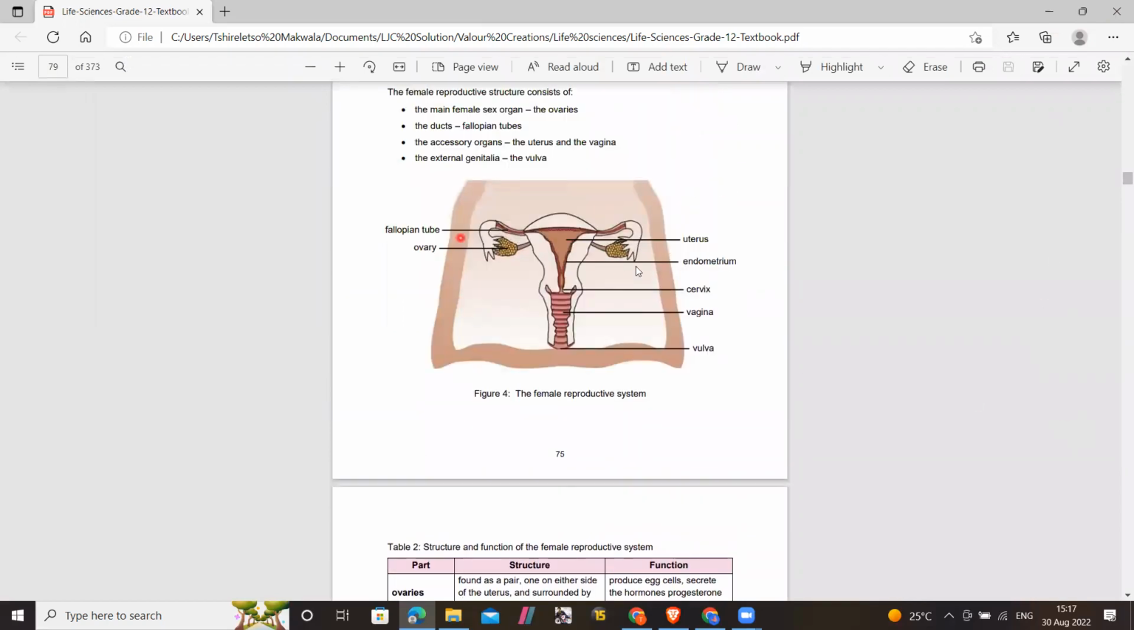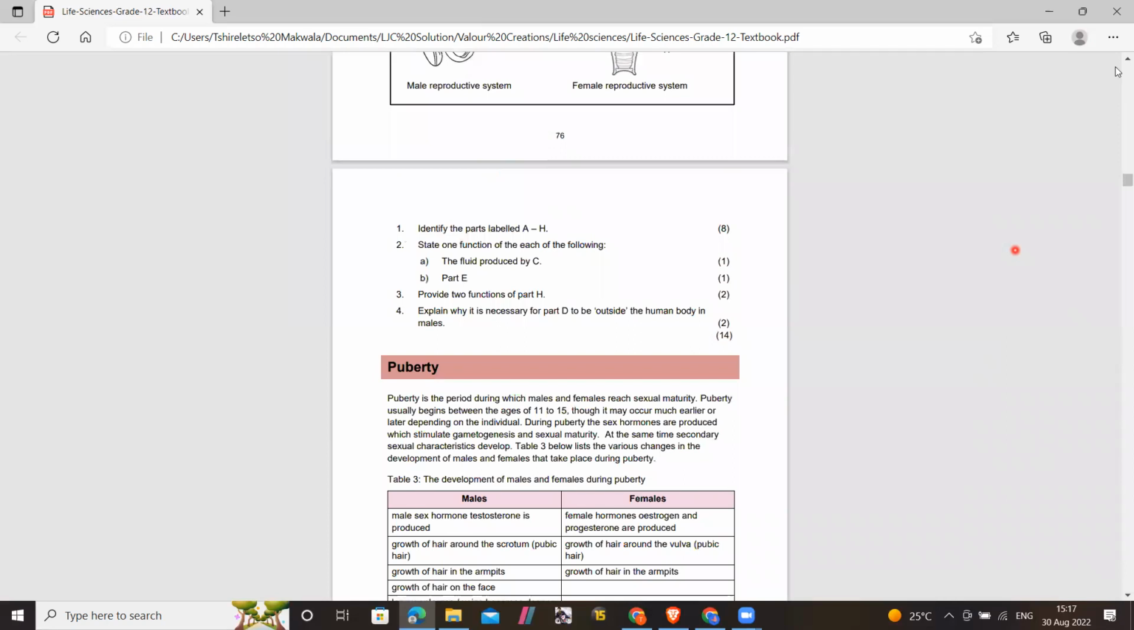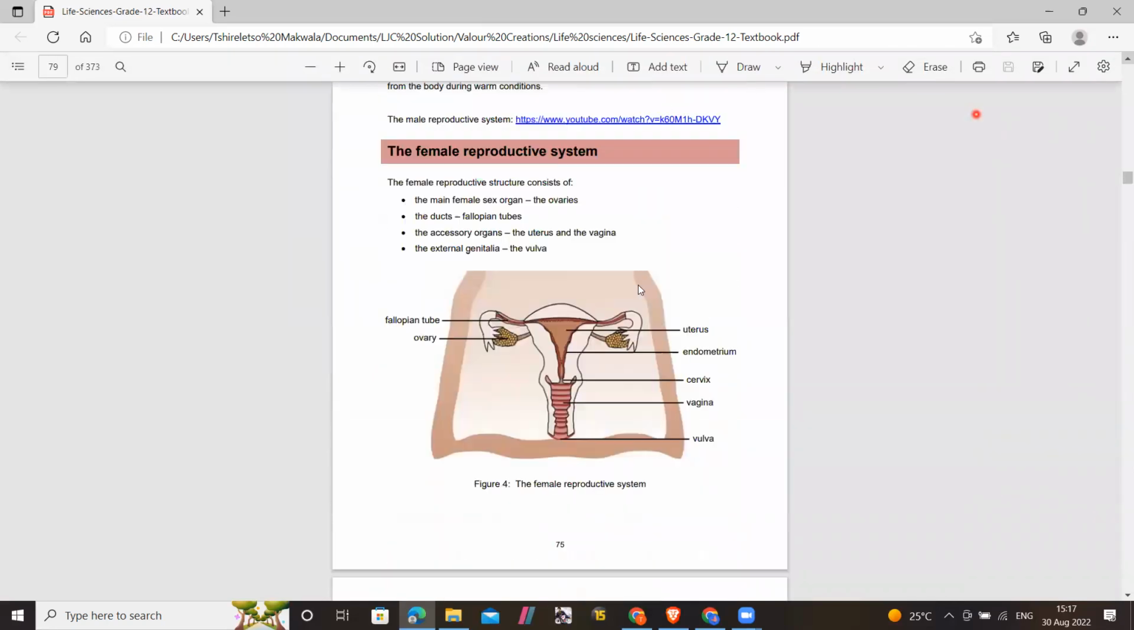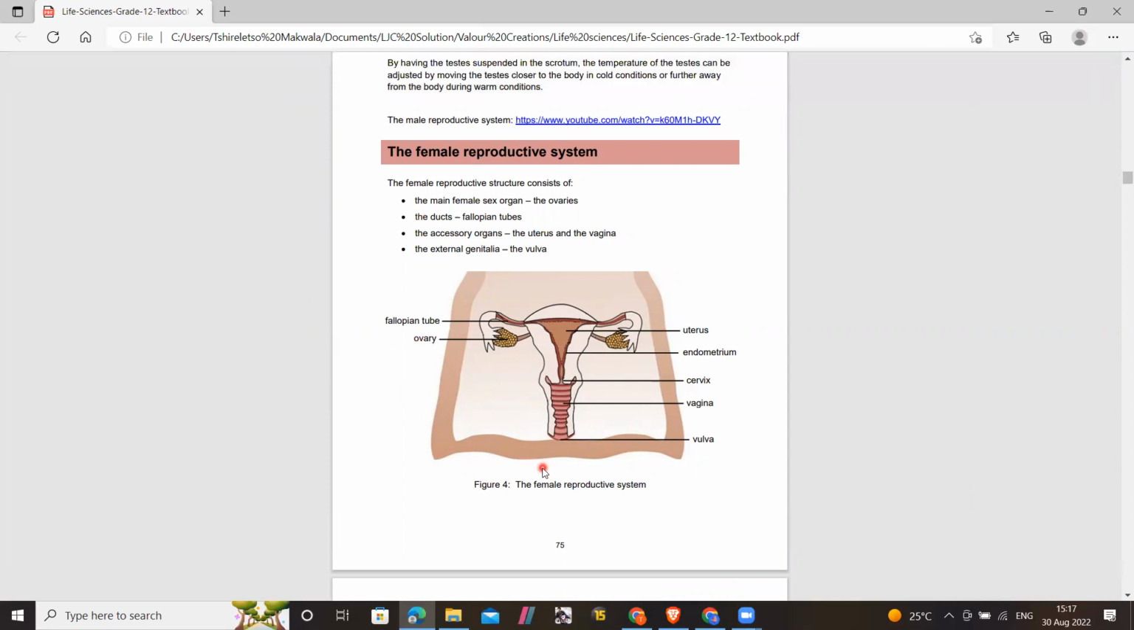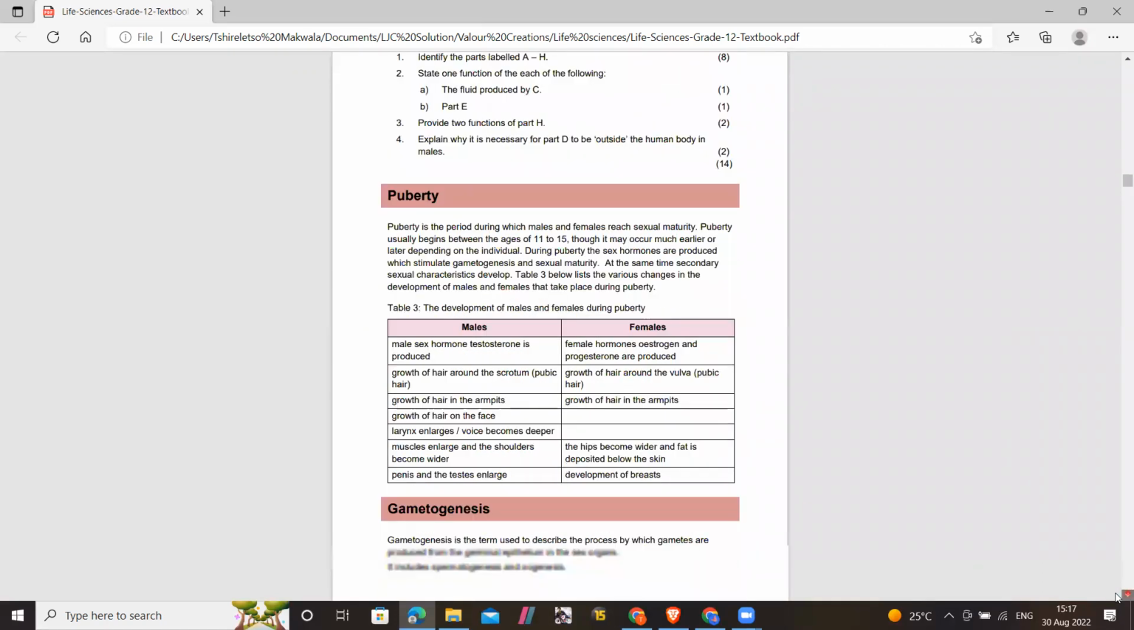I'm not really going to go deep into it because I figure you know it by now. So that's basically how it looks. If you can just label it, it will be okay. More of the functions of these things will come later, as we do puberty, the menstrual cycle and pregnancy, and then I will explain more of these. However, for now, just being able to draw it and label it is enough. So let's move on to the next section, which talks about puberty.